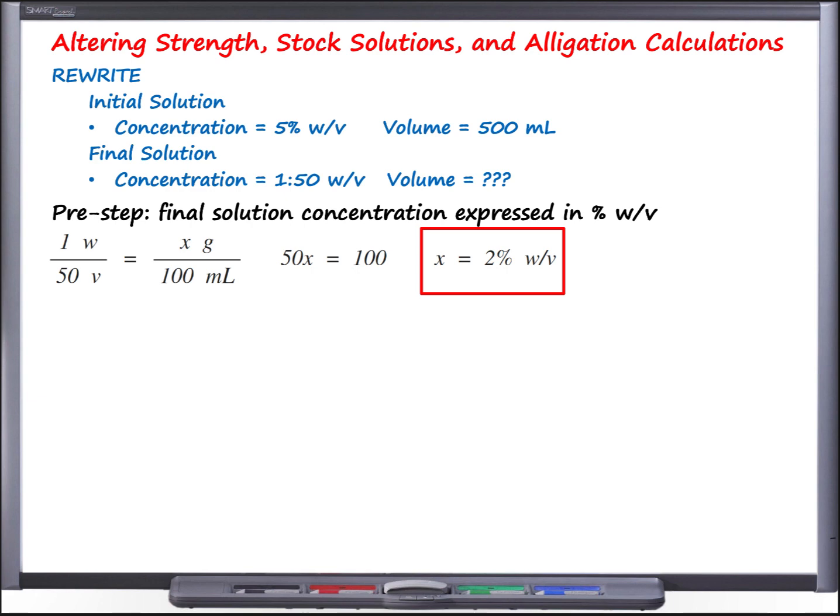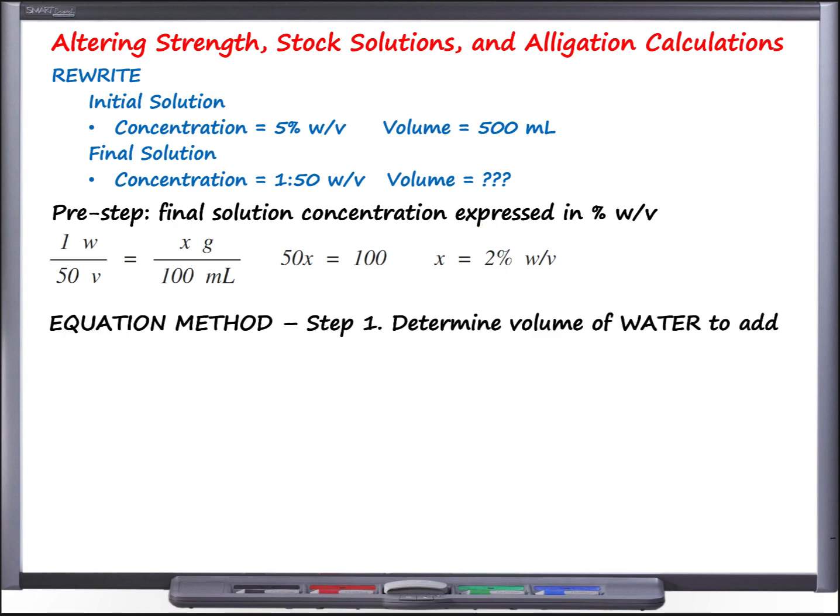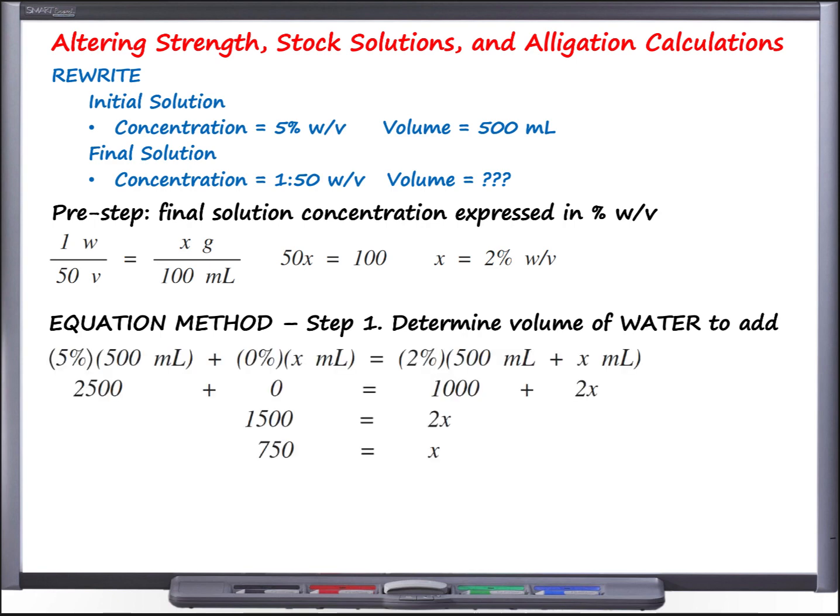Now we're actually going to solve this question two ways. The first way is using the equation method, which was similar to our previous question for benzalkonium chloride. The first thing we're going to solve for is the volume of water, and then we'll figure out the final total volume. So here are the equations, all set up and completely solved for you, and we're going to go through this one step at a time again.